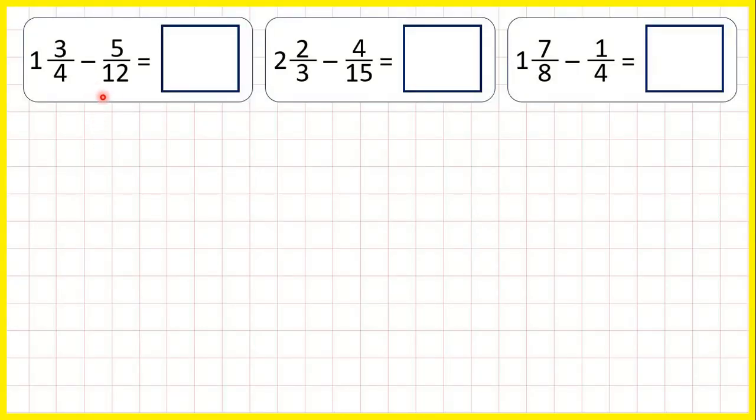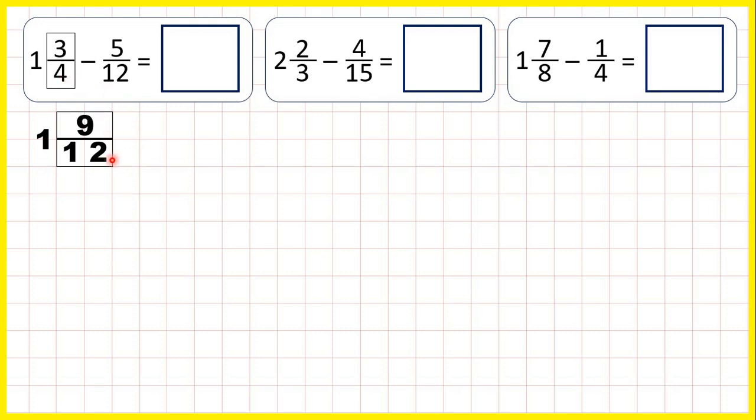Now we're subtracting a fraction from a mixed number. So we have 1 3/4 minus 5/12. To subtract fractions, we need the denominators to be the same, and 12 is in the 4 times table. So we need to find an equivalent fraction to 3/4 with a denominator of 12. So rather than 1 3/4, we can write 1 9/12, because remember, we use multiplication to find equivalent fractions.